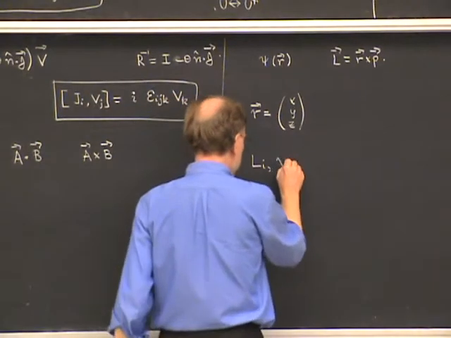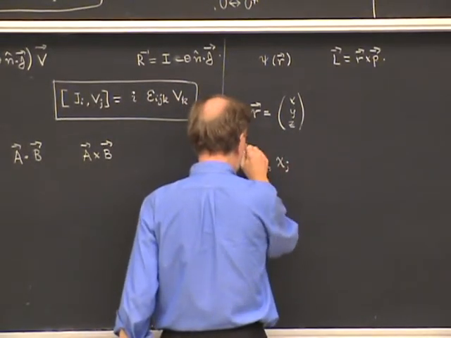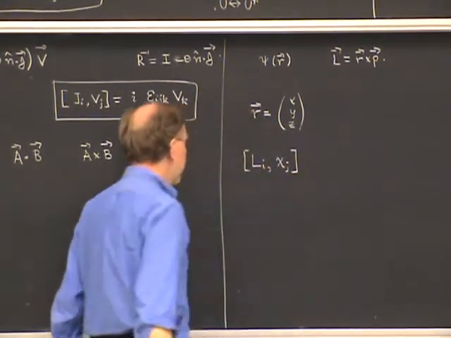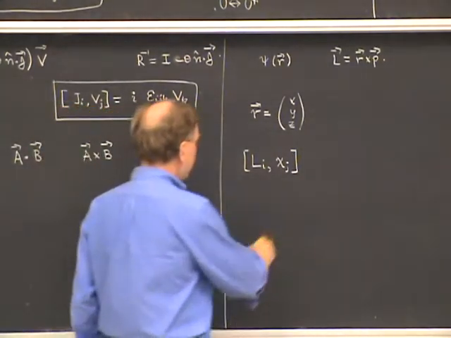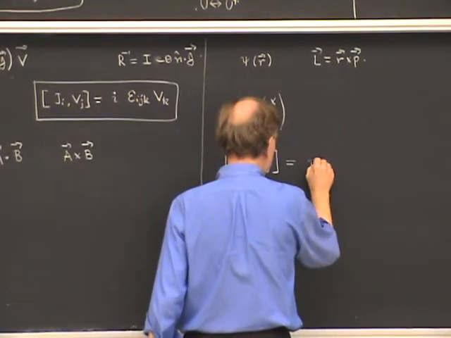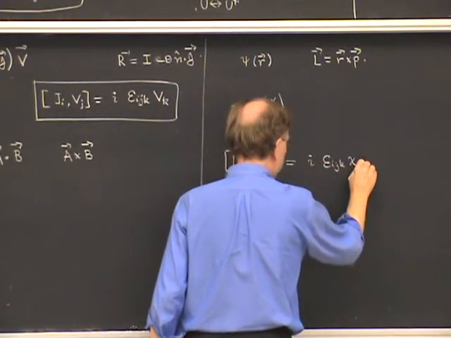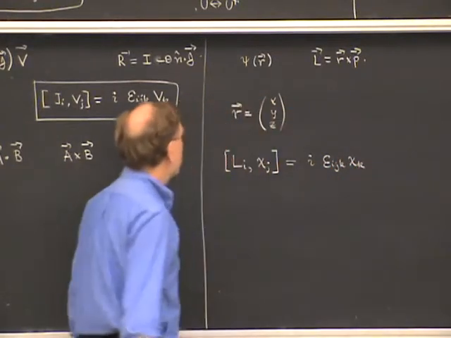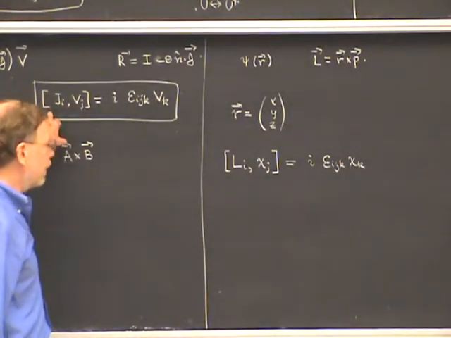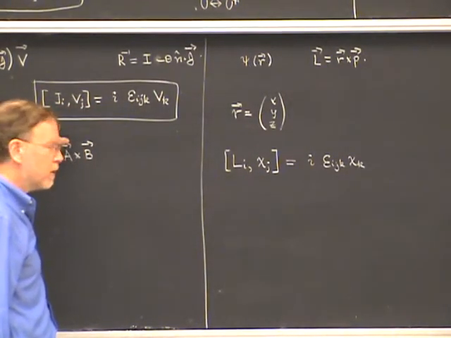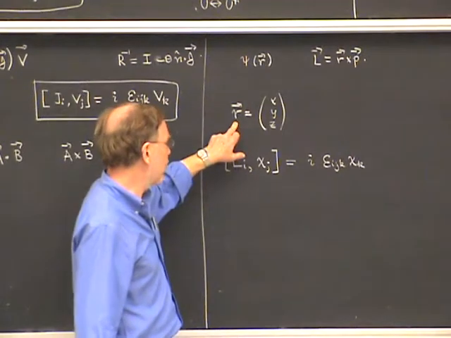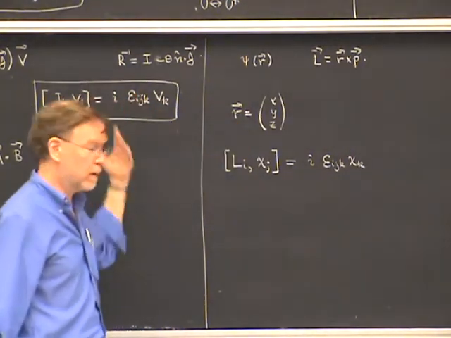I'll write its components as x sub j here. So you can compute the commutator of L_i with x_j. And if you just work on the commutator, what you find is that it's i epsilon_ijk times x_k. It's a simple commutator to do. And so you see it does satisfy these commutation relations, and that shows that the position operator actually is a vector operator according to the official definition.